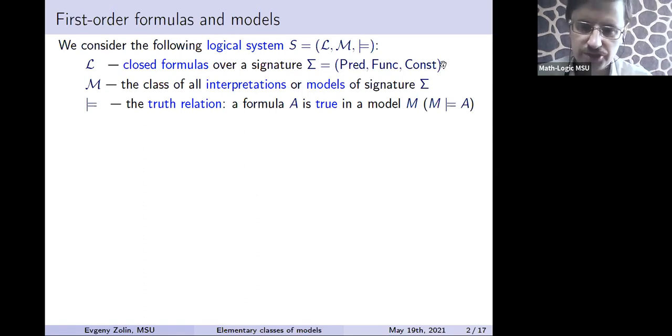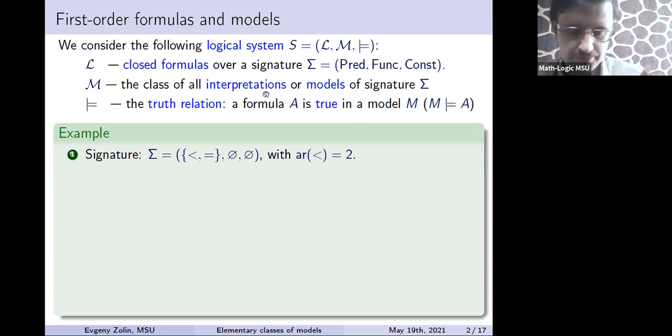We know the definition that formula A is true in a model M. Everything that we consider below is applicable to any other logical system, any logic, any class of structures, interpretations or models. We only need that there is a truth relation, that is, what it means that the formula is true in the model.